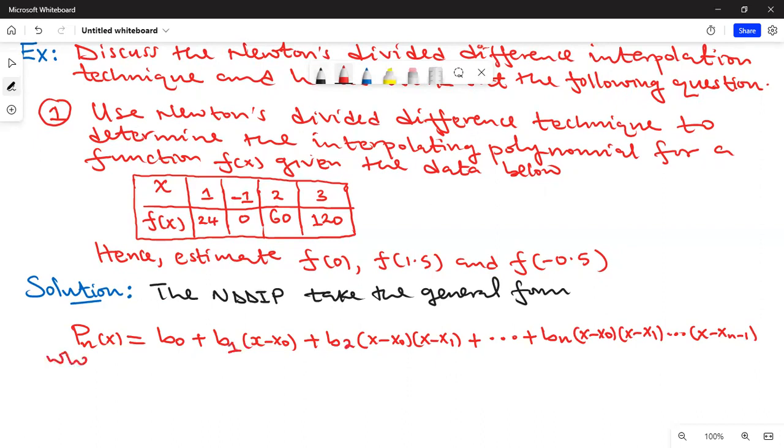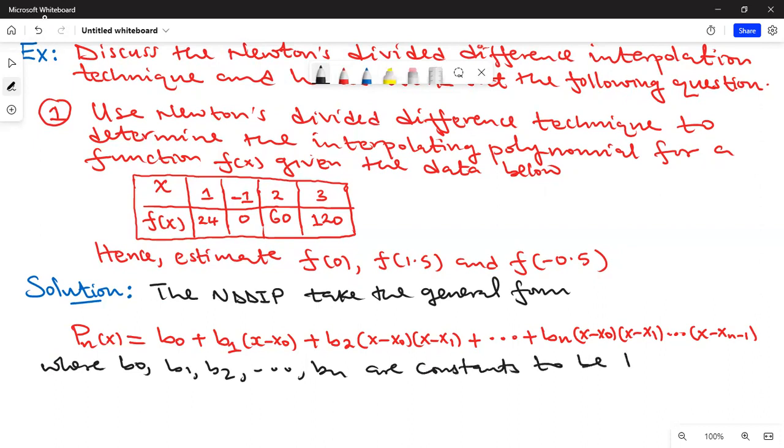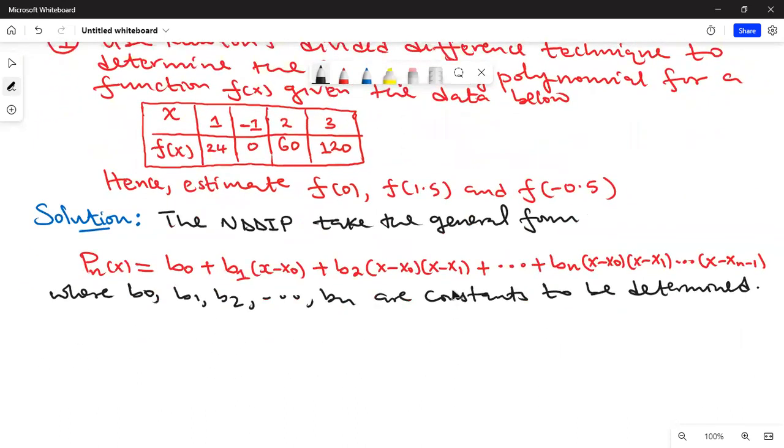So you can say where, and use another color, you write where b0, b1, b2, all the way up to bn are constants to be determined. I'll tell you how to determine those constants from the given general form of our interpolating polynomial. Now, we said an interpolating polynomial must satisfy this condition.